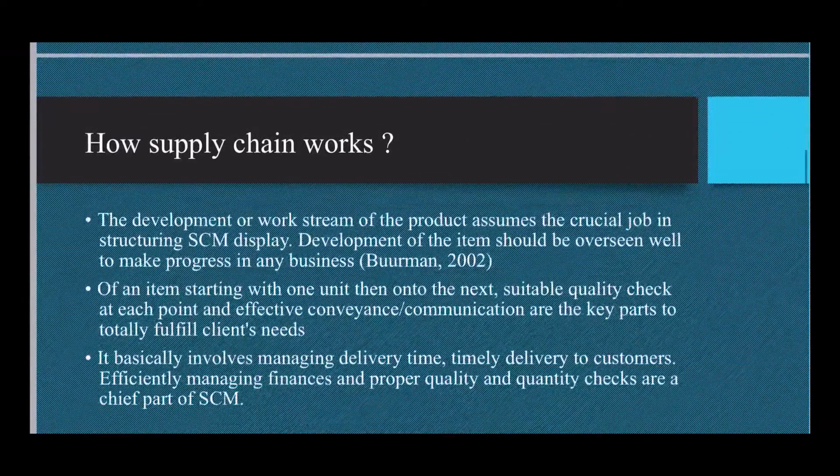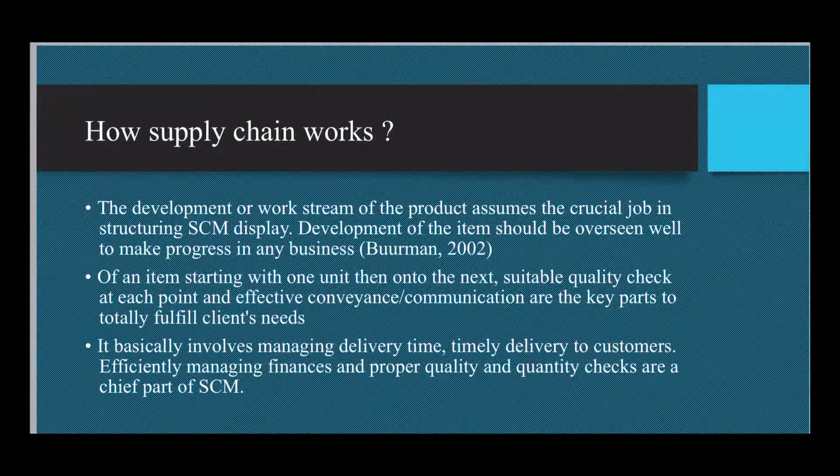Now I'm going to tell you about how the supply chain works. It basically involves managing delivery time, time delivery to customers, efficiently managing finances, and proper quality and quantity checks are a chief part of supply chain management. The development or work stream of the product assumes the crucial job in structuring supply chain management display. Development of the time should be overseen well to make progress in any business of an item starting with one unit then on to the next. Suitable quality check at each point and effective conveyance or communication are the key parts to totally fulfill clients' needs.